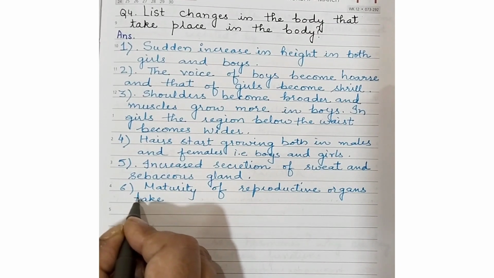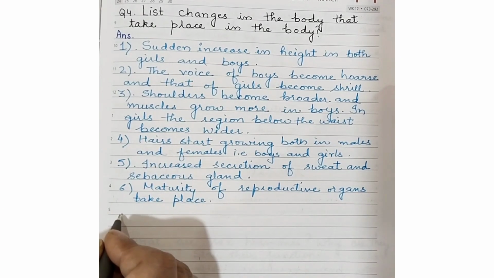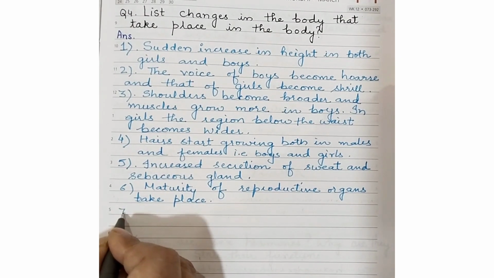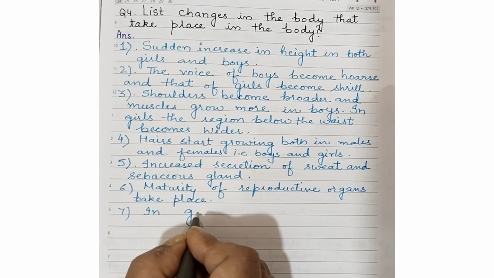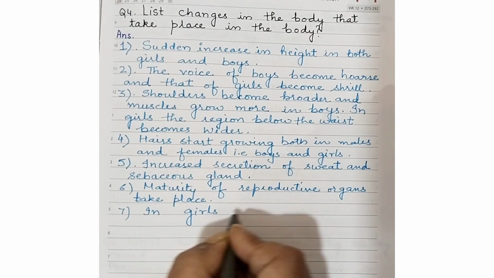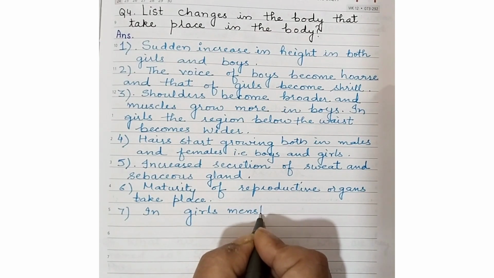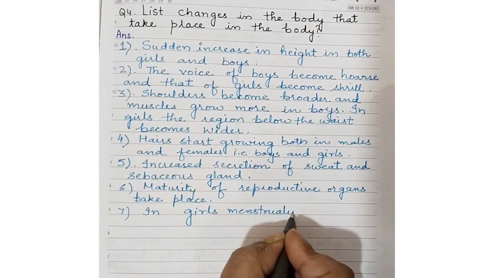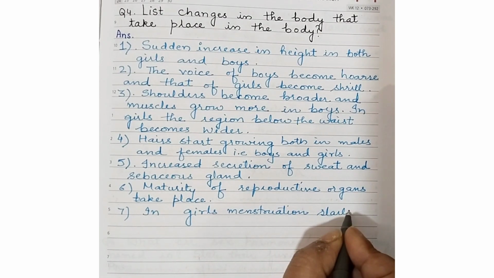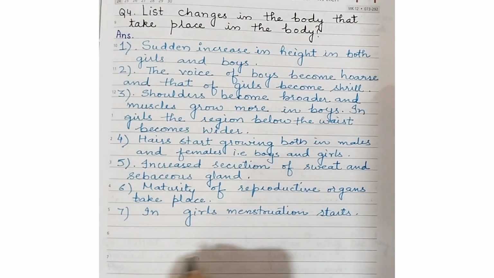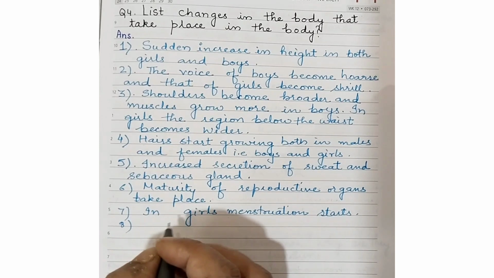Now, sixth one, maturity of reproductive organs takes place. Now, boys and girls both are capable of reproduction. In the seventh point, the changes in girls, a major change is that menstruation starts in girls, okay?